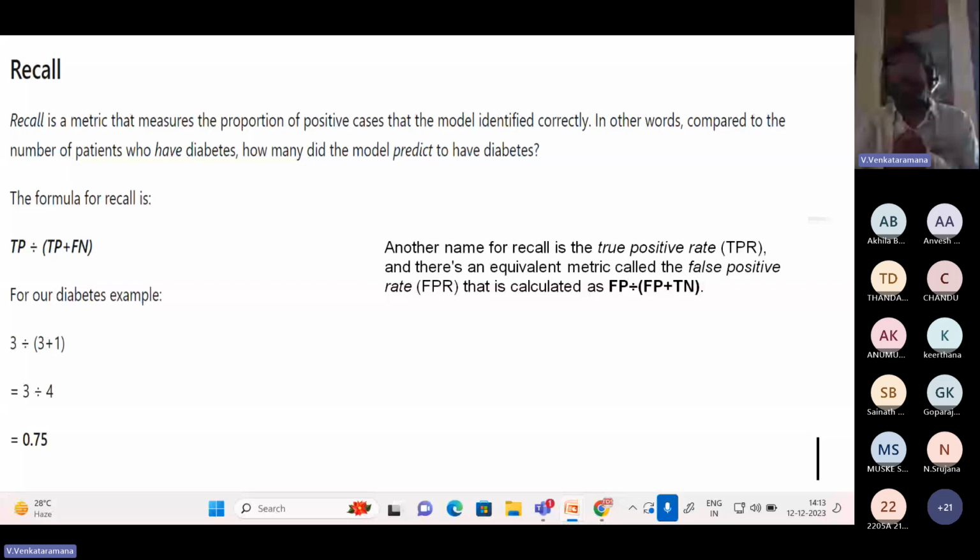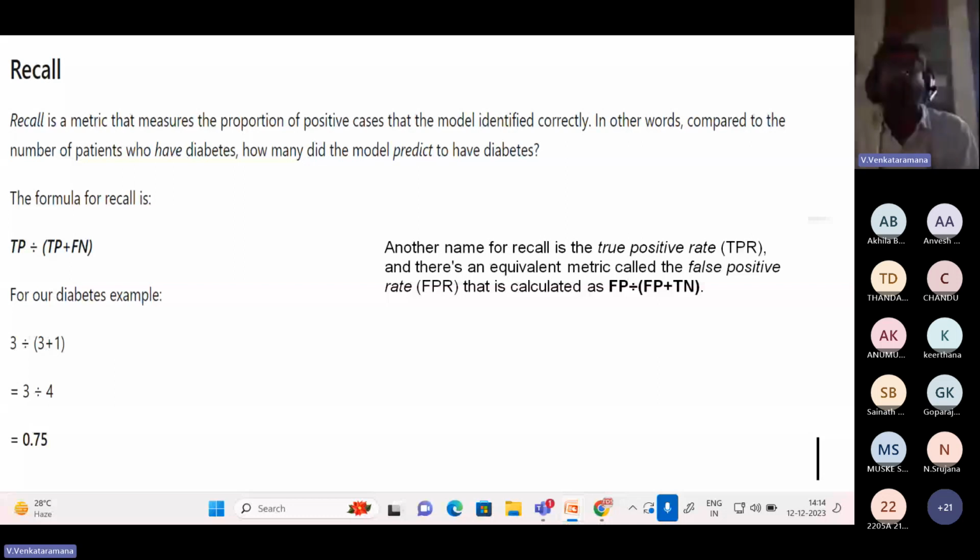So how do we calculate the recall value? Recall can be calculated as true positive divided by true positive plus false negative. This is also called the true positive rate. Recall is also called the true positive rate. Okay, there is another parameter called the false positive rate. The only small change is that instead of TP by TP plus FN, here we write FP divided by FP plus TN. That's called the false positive rate.